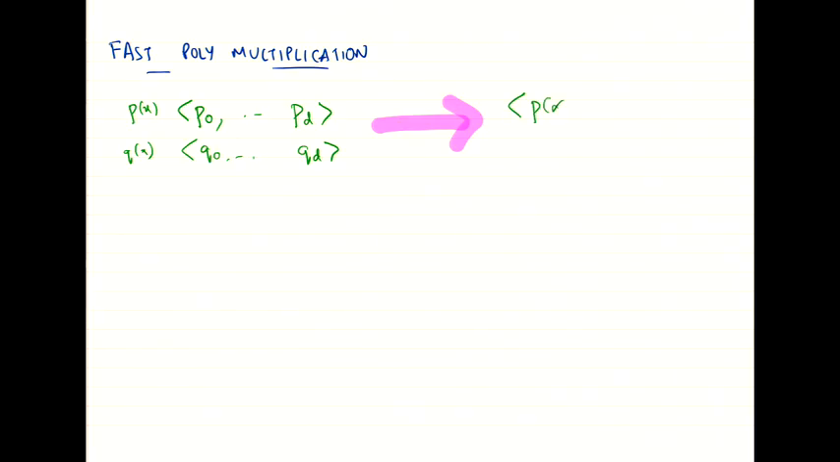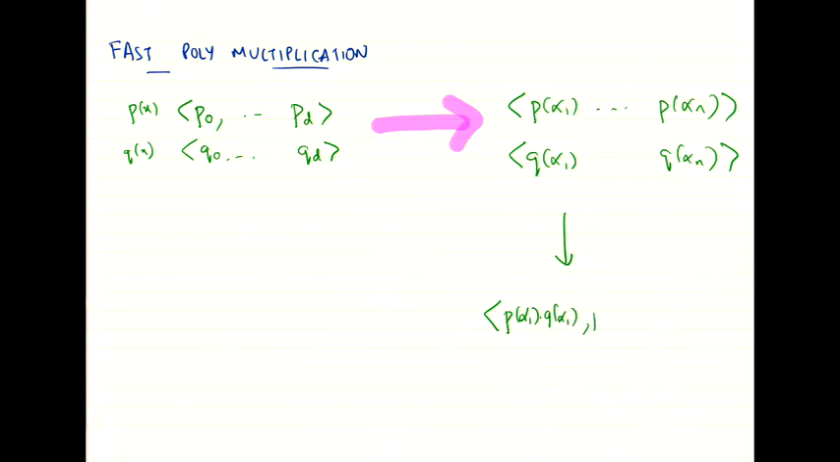We haven't seen how to do this, but suppose you could do this. Suppose you could convert them to the other representation. Okay? And then, of course, you can just multiply those two polynomials, and you get P of alpha 1 times Q of alpha 1, P of alpha 2 times Q of alpha 2, and so on, P of alpha n times Q of alpha n. So multiplication is easy there.